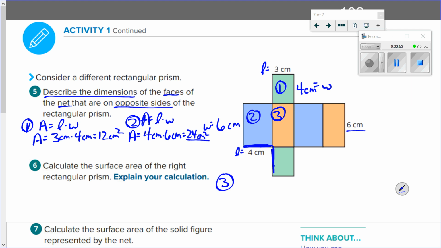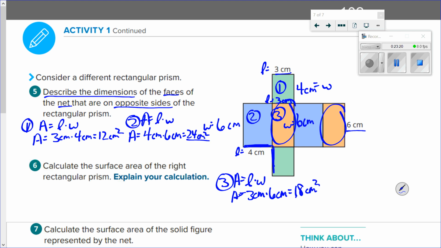For shape 3, this one is pretty easy as well, because this brown is the same as this brown, meaning this is 6 centimeters. This comes straight down, so that's also here. For our third one, I have a length of 3 and a width of 6. So area equals 3 centimeters times 6 centimeters, or 18 square centimeters. Does everybody see where all those numbers came from? More importantly, does anyone not see where those numbers came from?